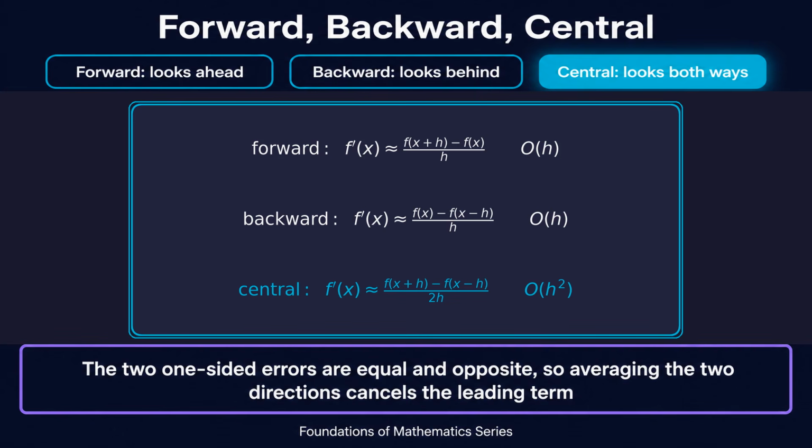The forward and backward formulas are accurate to order h, the central formula is accurate to order h squared, which is a genuinely different quality of answer. The reason is worth holding on to. Each one-sided estimate carries a leading error term proportional to h, and the two one-sided errors are equal in size and opposite in sign. Averaging the two directions, which is exactly what the central formula does, cancels that leading term and leaves the smaller one behind.